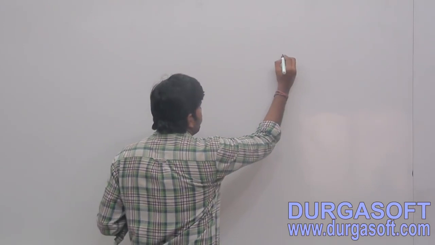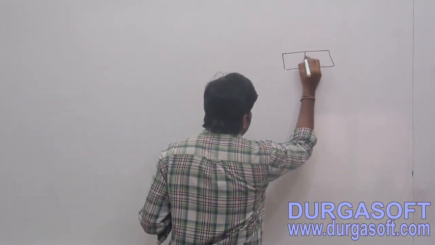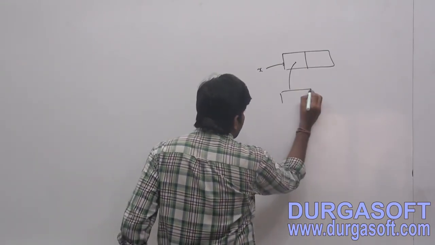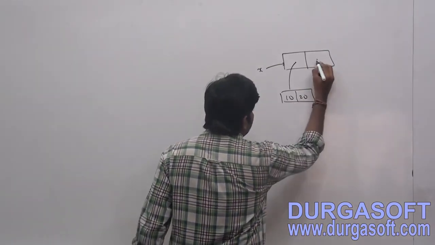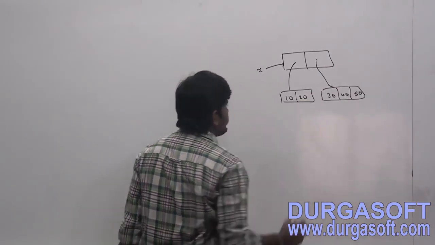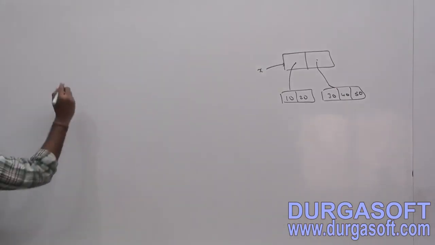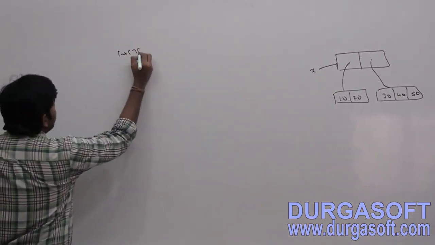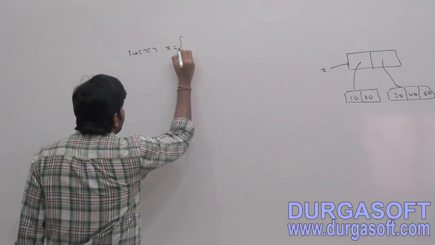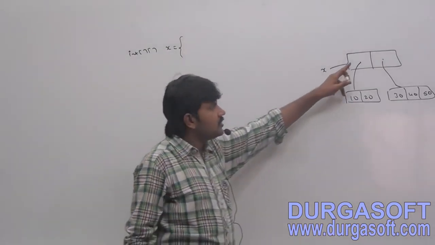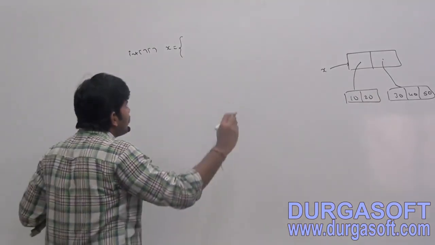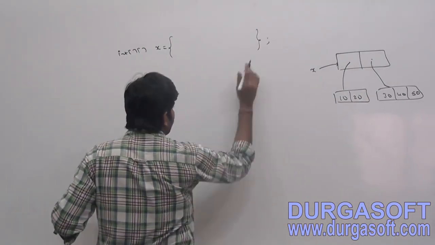Suppose I have one array like this. Here the first element is 10, 20, and the second element is 30, 40, 50. Now int array x is equal to this. Have you observed, is it a 2-dimensional array or not? Array of arrays. Basically a 2-dimensional array is also one dimension only.